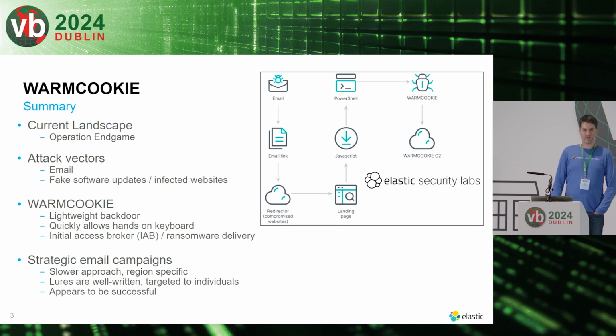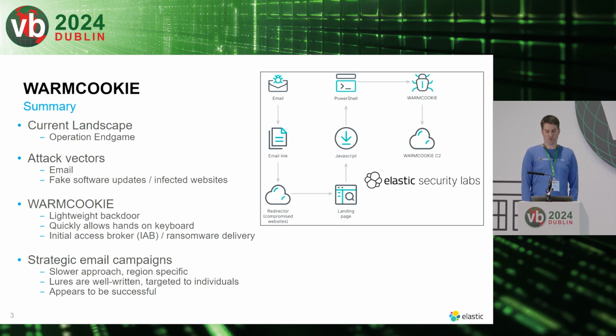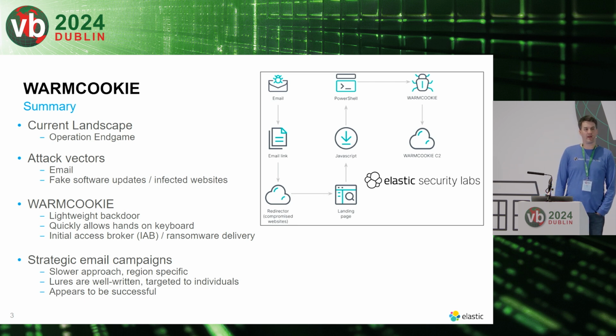We give it a term like a lightweight backdoor. The key for WARMCOOKIE is that it's enabling the threat actors with very quick access. It's part of this initial access broker system. These threat actors are looking to get hands-on keyboard access as fast as they can, move to their Cobalt Strike implants, and then move to ransomware and other post-compromise activity.